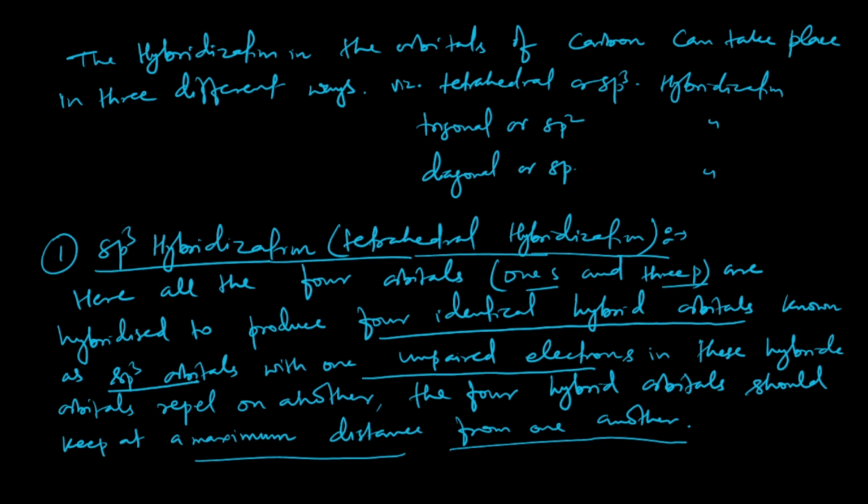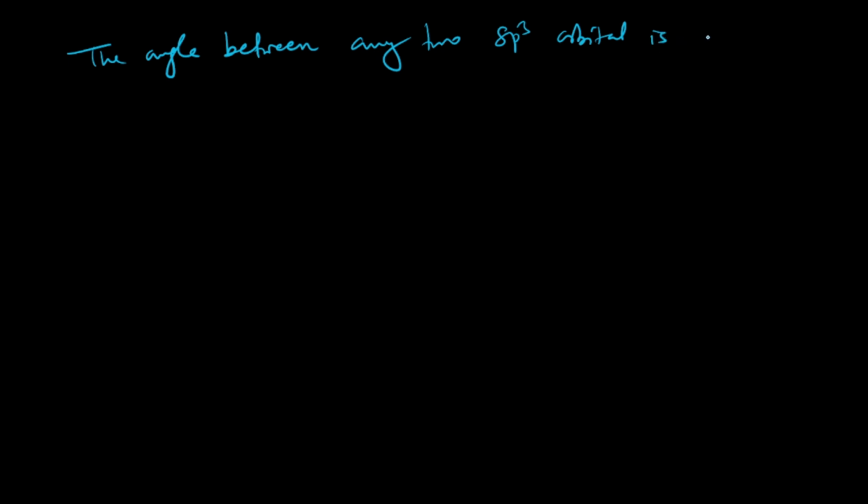Okay, now you have to write the angle, right? What is the angle supposed to be? It should not be 90 degree. So the angle between any two sp3 orbitals is tetrahedral. We call it the tetrahedral angle, and this angle is 109.5 degree. Got it? 109.5 degree. Three dimensionally, if you see, it will look like a samosa, correct?